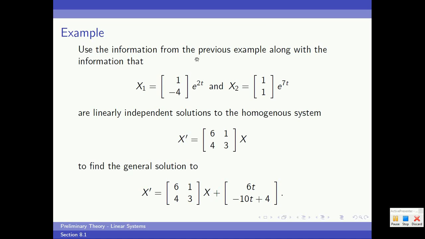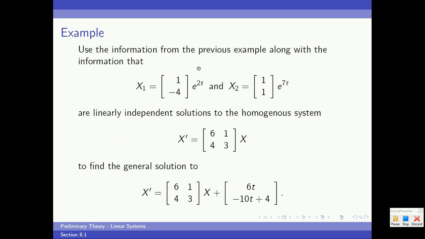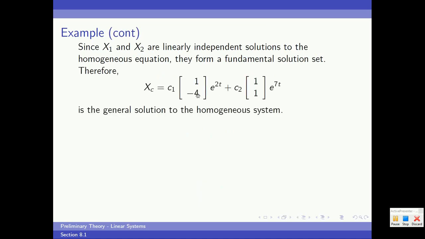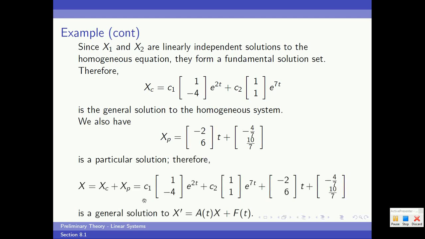So this example says use the information from the previous example along with the fact that these two are solutions to the homogeneous system and find a general solution to the non-homogeneous system. If we know these are solutions to the homogeneous system, and on the previous one we showed that this was a solution to the non-homogeneous system, then to find our solutions we're going to take a constant times this plus a constant times this plus our xp. So here, a constant times our x1 plus a constant times our x2. Our xp is this. Join them together.